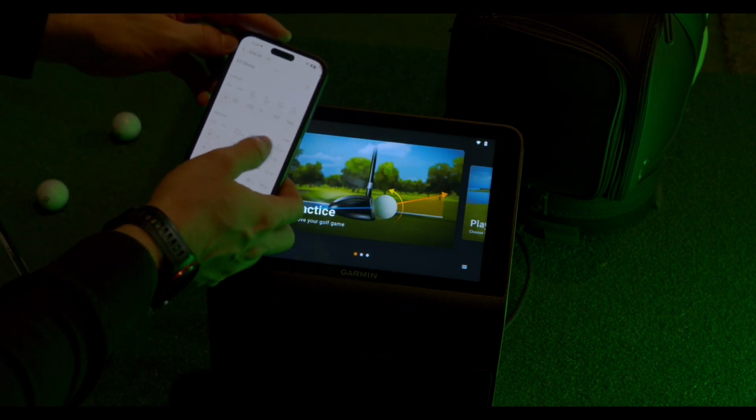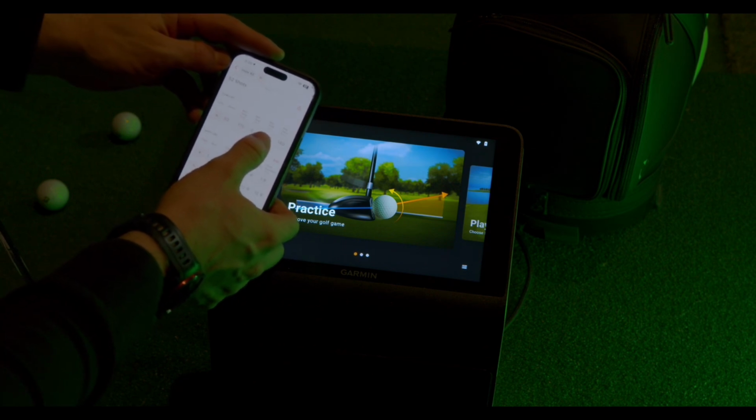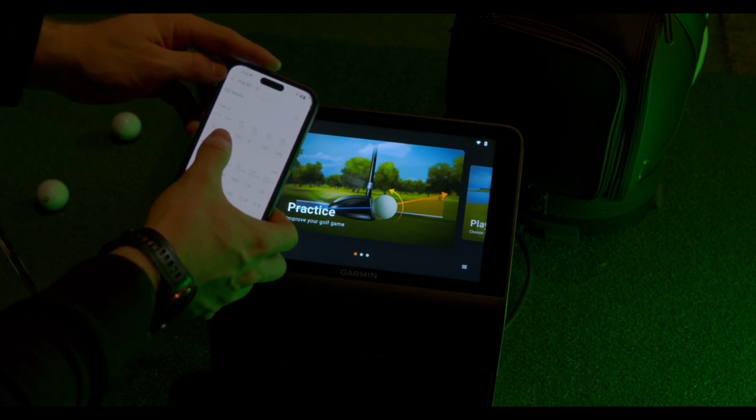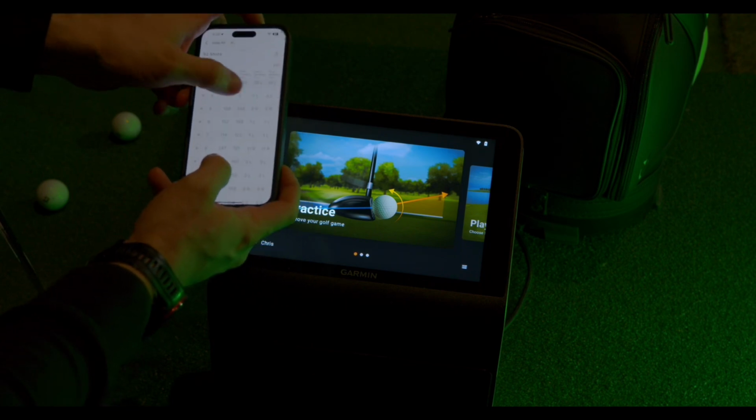So my average total, average carry, max total, 52 shots that I took. You can go through all of them.